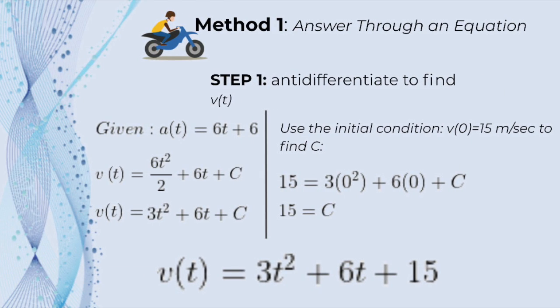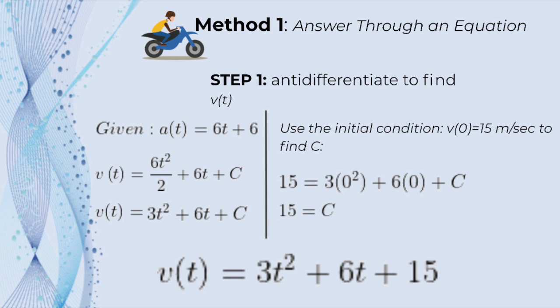Our first method for solving this question is answering through an equation. Step 1 is to anti-differentiate to find v(t). Now, as calculus students, we know that velocity is the parent function of acceleration, or acceleration is the first derivative of velocity. In our original problem, we are given acceleration.